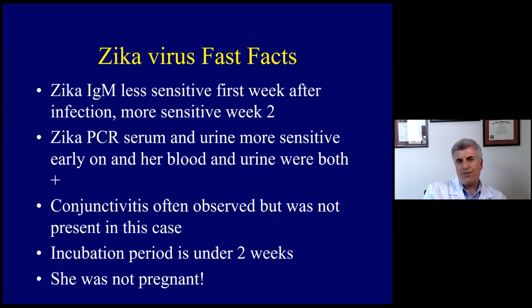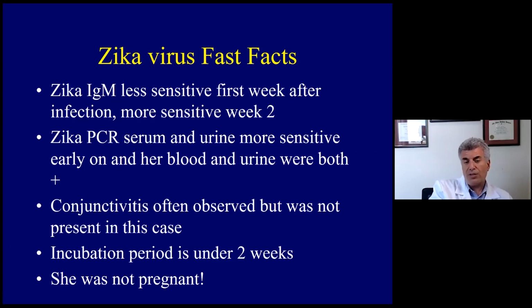So here are some facts about Zika. The Zika IgM is less sensitive in that first week after infection. It becomes positive more in that second week. The Zika PCR, of both the serum and urine, is more sensitive early on, and her blood and her urine were both positive by PCR. So if you only sent the Zika antibodies, we would have missed this diagnosis.